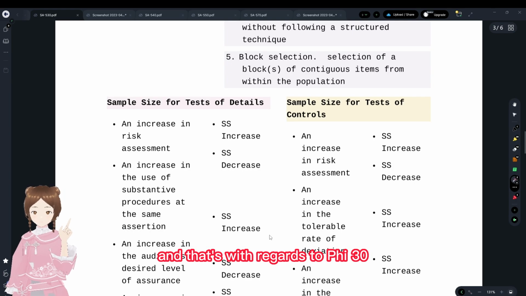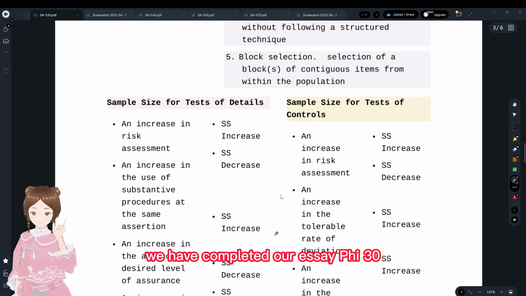And that's with regards to 530. And that's it. We have completed our ISA 530.